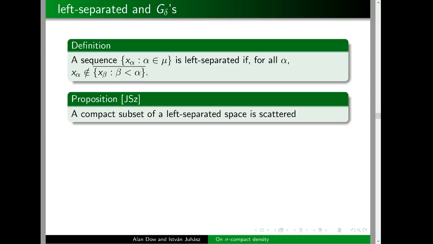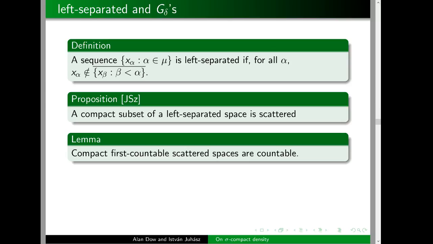So we're on our way to figuring out how to get few compact sets, right? By getting left-separated, we can shrink the number of compact sets that are available. And it's also true that a compact first countable scattered space is countable. So that might be well known. I don't know if it's well published. Compact first countable scattered spaces are countable. That'll be another tool in our proof.